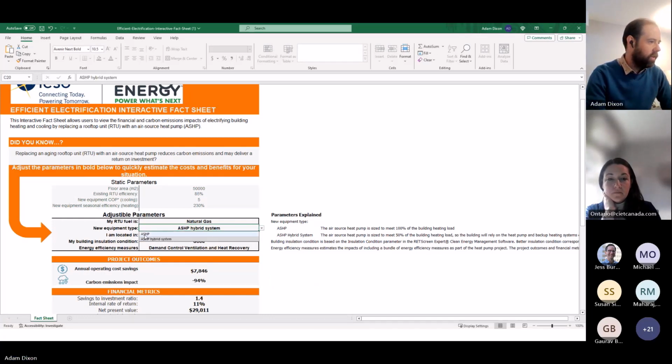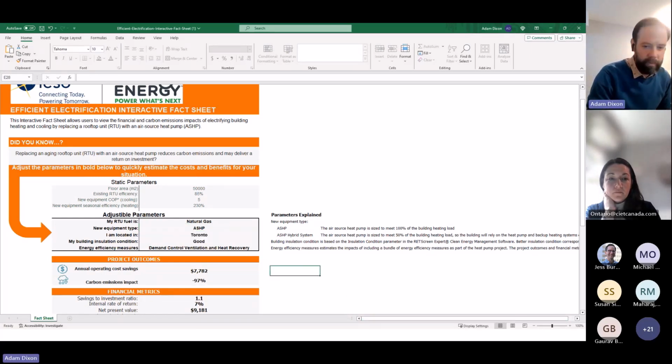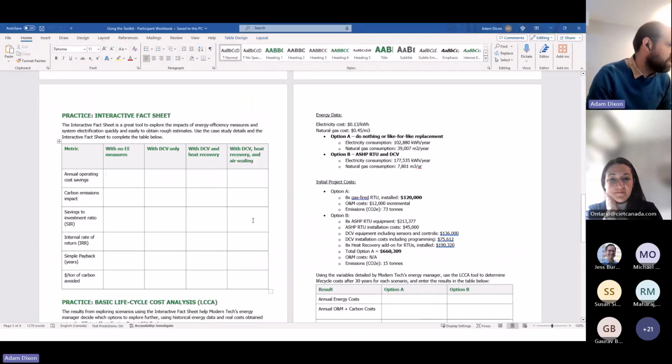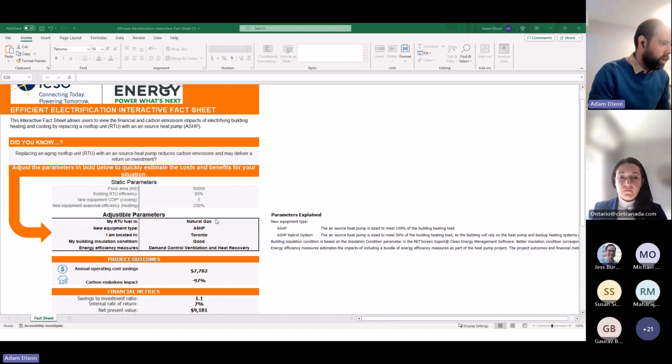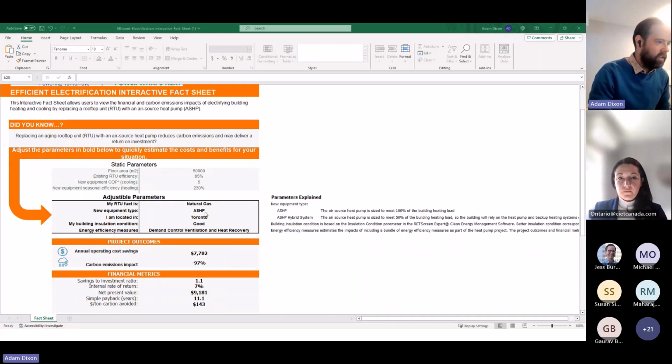So we want to use our air source. Actually, maybe I should follow the worksheet a little better before I move on. So we're just going to do the air source heat pump. I'm going to move this to the side so I can record some data as I go on. So the first thing we're looking for is the metrics with no energy efficiency measures. So we're going to pick natural gas, air source heat pump.